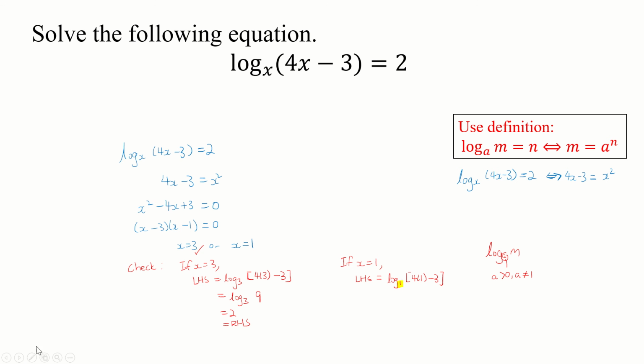So we have to say something, which is to reject it. So here we have to reject x equals 1, since log base 1 of 4 times 1 minus 3 is undefined.